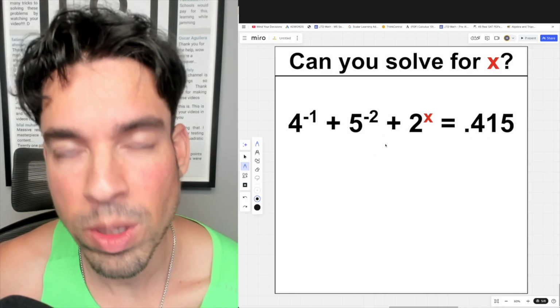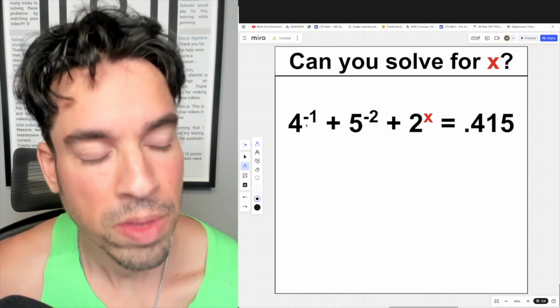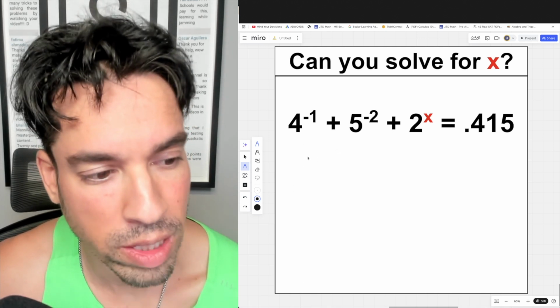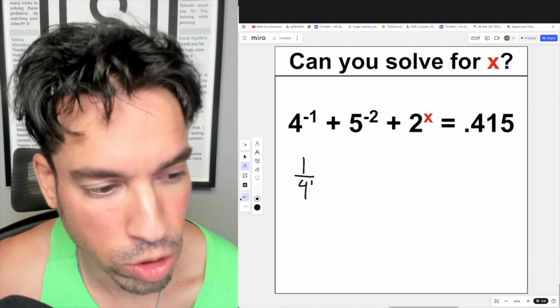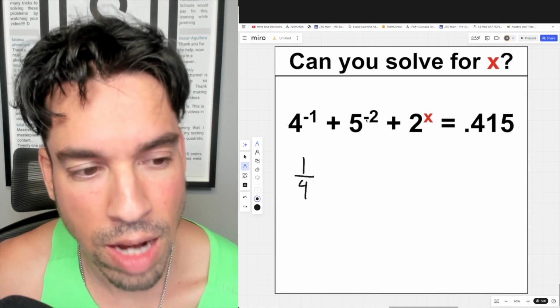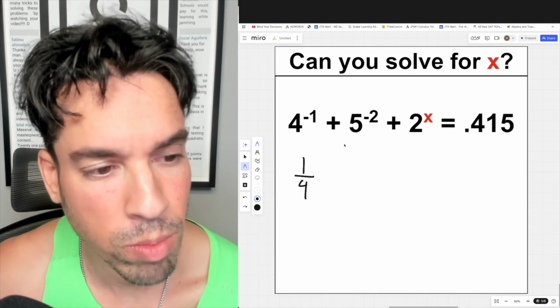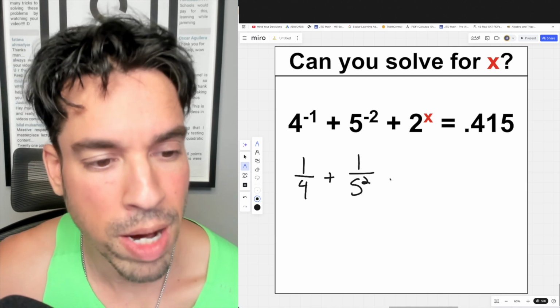So this question is really all about negative exponents. What does a negative exponent mean? Well, let me show you. 4 to the negative 1 really means 1 over 4 to the positive 1. So anytime you have a negative exponent, you throw it on the bottom, in the denominator position, and you throw a 1 on top. Same with 5 to the negative 2, which is the same as 1 over 5 to the positive 2.